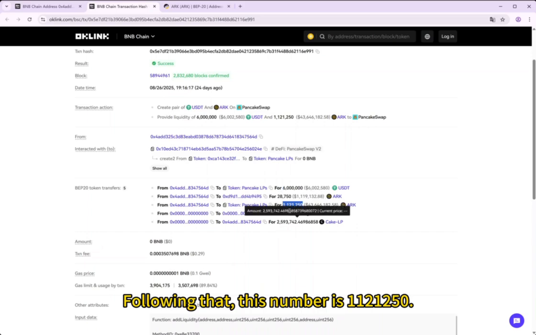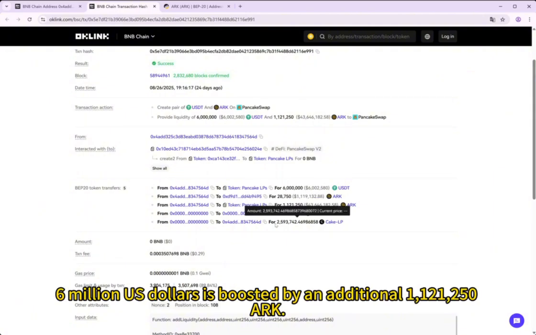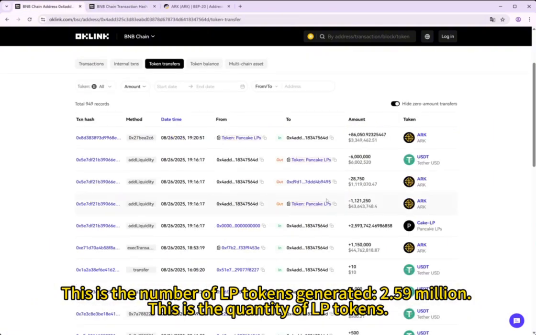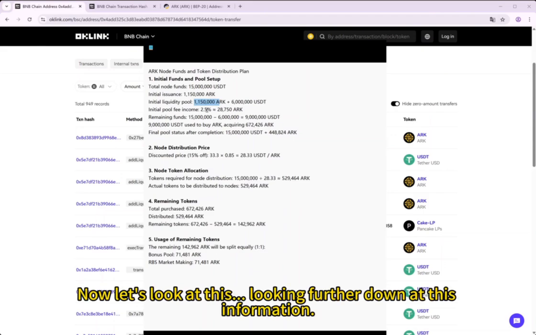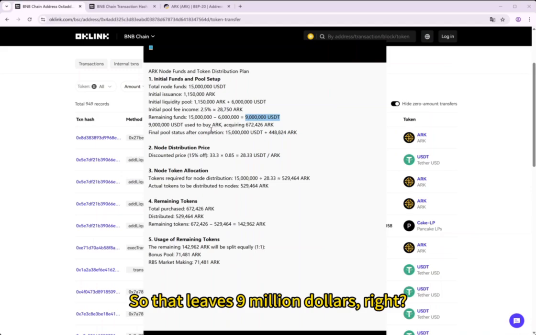Following that, this number is 1,121,250. Once the initial pot has been settled, the starting pot of $6 million is boosted by an additional 1,121,250 ARK. This is the number of LP tokens generated, 2.59 million. This is the quantity of LP tokens. Now let's look at this. Looking further down at this information, the initial liquidity pool was funded with $6 million. So that leaves $9 million, right?